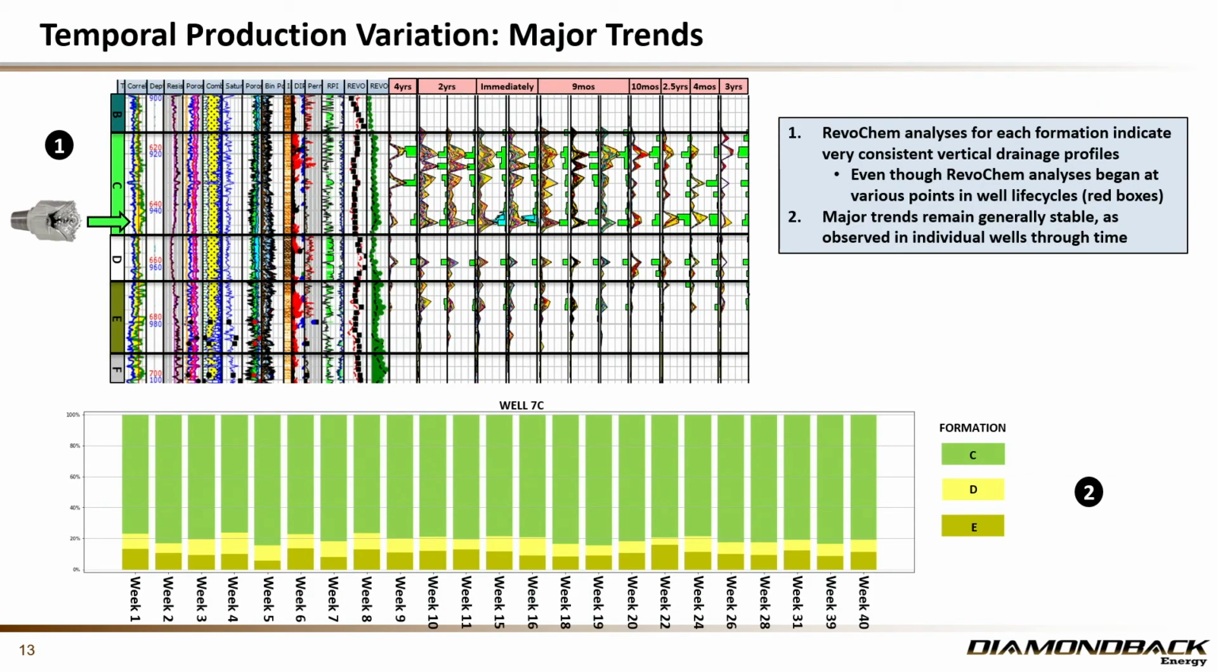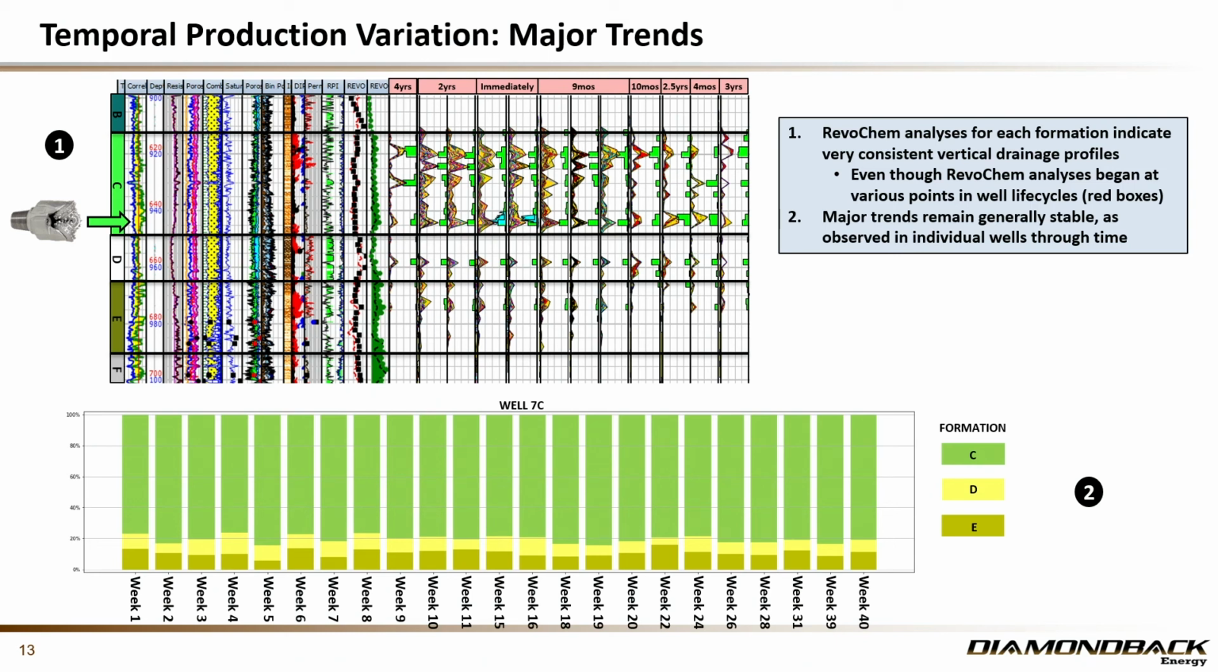Now let's talk about the temporal production variation. And with the major trends, we see once again that we have very consistent vertical drainage profiles, despite the fact that, in this example, we began analysis at various points in these wells' life cycles, which are highlighted by the red boxes. This well we began the analysis 4 years into its life, and then 2 years into those wells' lives, immediately after frac, and so on as you move right. Very consistent, right? I'd like to see that.